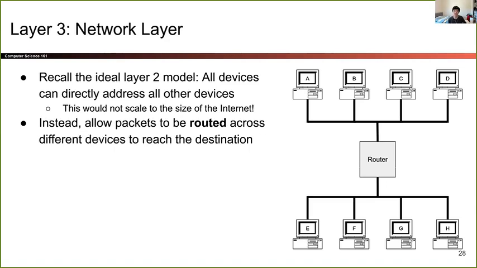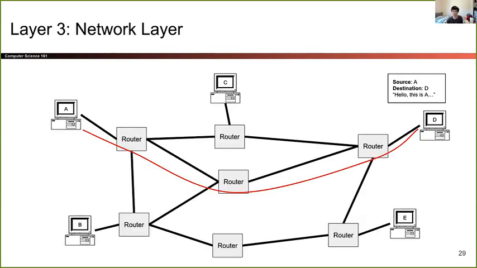So instead, we're going to say that we can send packets indirectly by routing them across different devices. Each hop is allowed to use its own physical and link layers, as long as eventually my packet goes from the source all the way to the destination, taking as many hops as it wants in between.